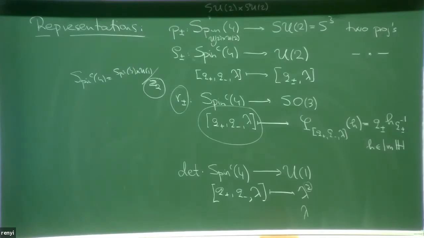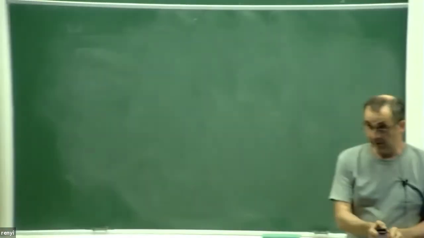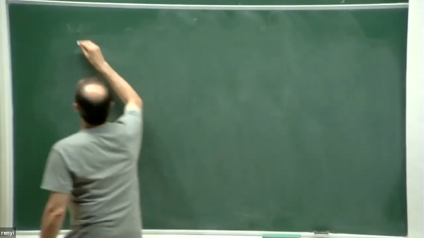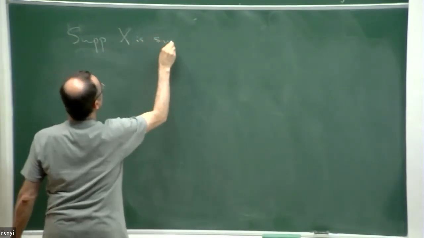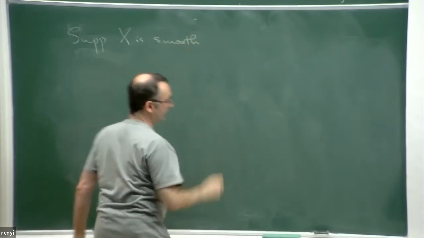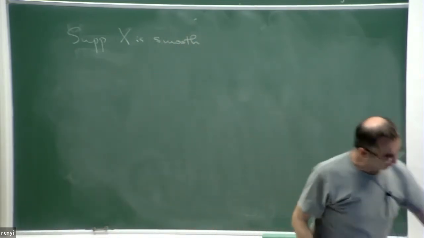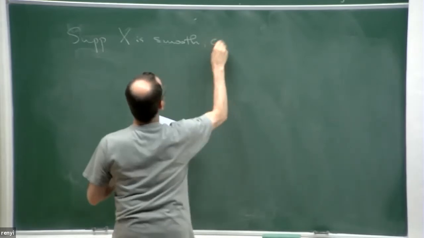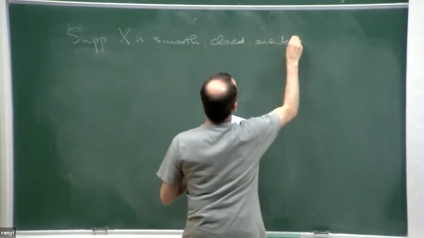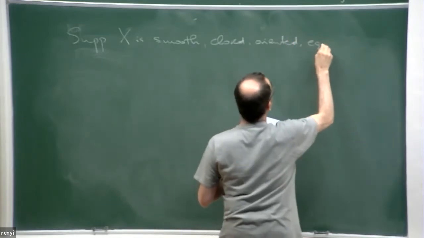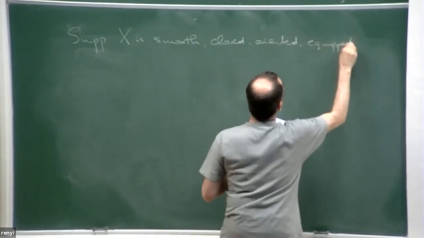So suppose that we have a Riemannian manifold. So suppose that X is smooth. What else do we need? Closed, as always, oriented, equipped with a Riemannian metric.